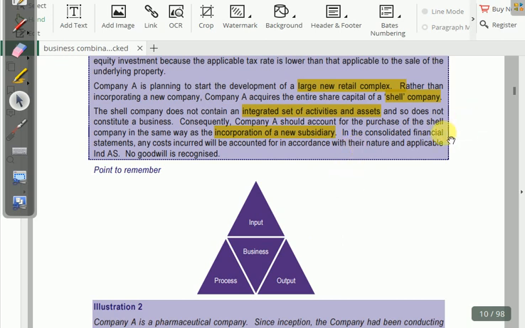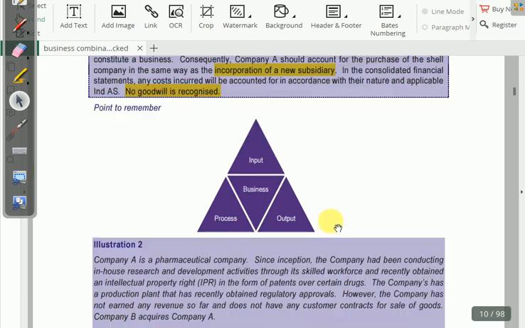In the consolidated financial statements, any costs incurred will be accounted for in accordance with their nature and applicable Ind AS. No goodwill is recognized. Here we cannot recognize any goodwill because we are not acquiring a business, because there are no integrated set of activities and integrated set of assets. Simple. For becoming or existing as a business, there should be input, process, and there should be a possibility of output. For becoming a set of activity or set of process, a business, it is not required to have outputs always.